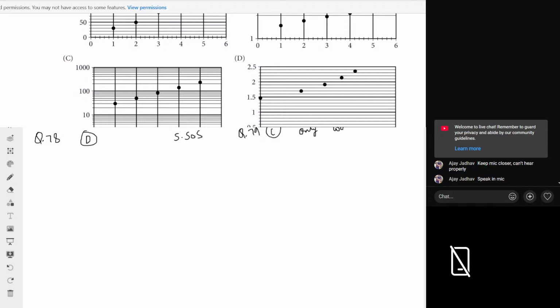Only a logarithmically scaled vertical axis works. In B, you are only going from 1 to 10, but the numbers are greater than 10. So option C is the correct one.